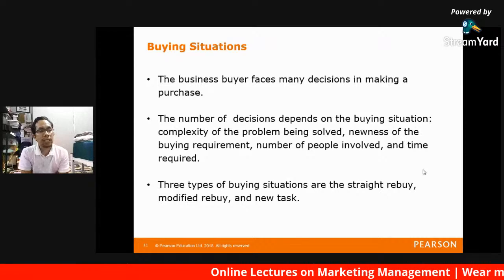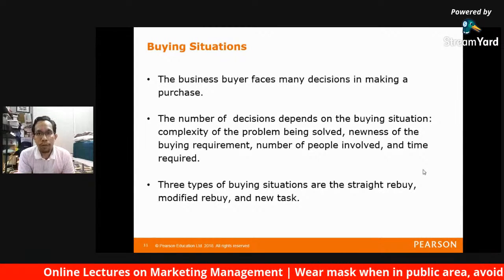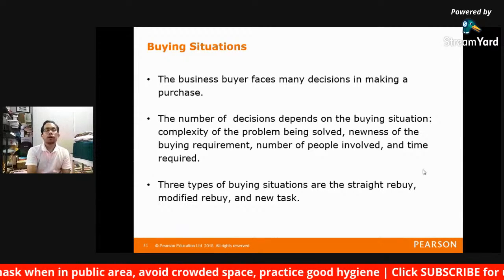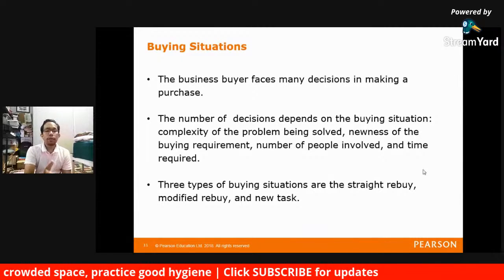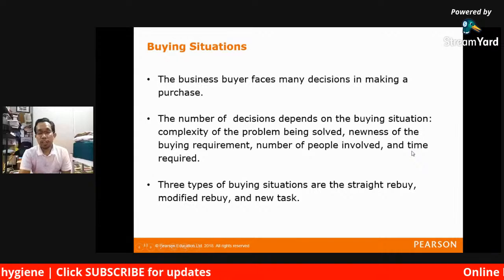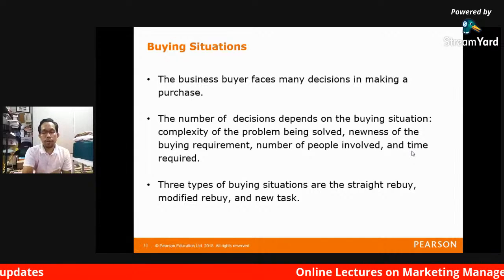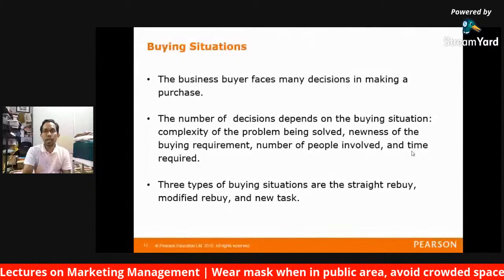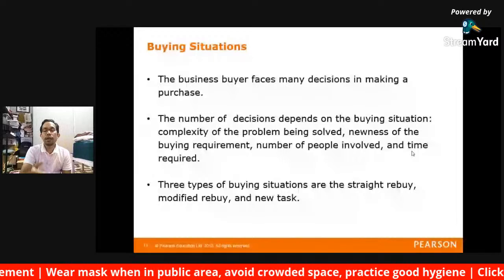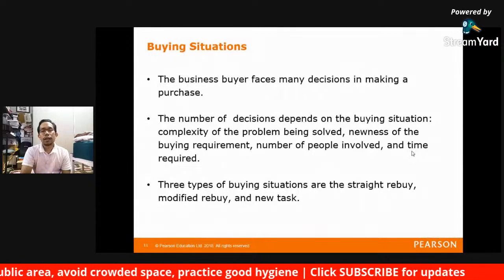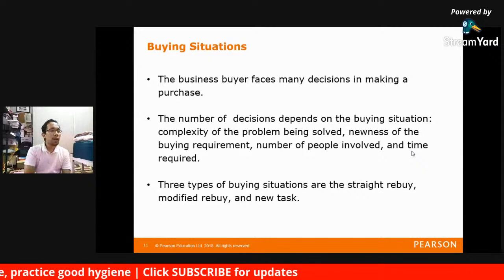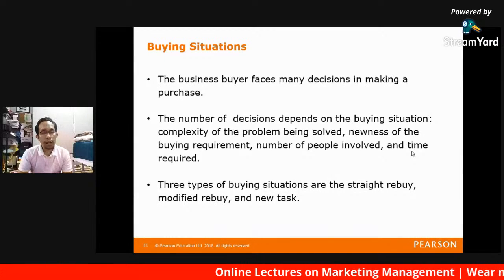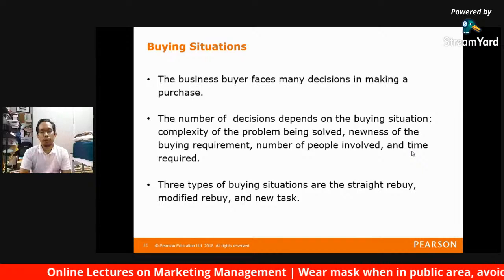All right, the business buyer faces many decisions in making a purchase. Okay, from the start, the problem recognition. After that, the specification. Outline the specification, how the solution should be, what kind of problem that we encounter. Okay, so it's a very thorough process. The number of decisions depends on the buying situation, the complexity of the problem being solved, newness of the buying requirement, number of people involved, and time required.